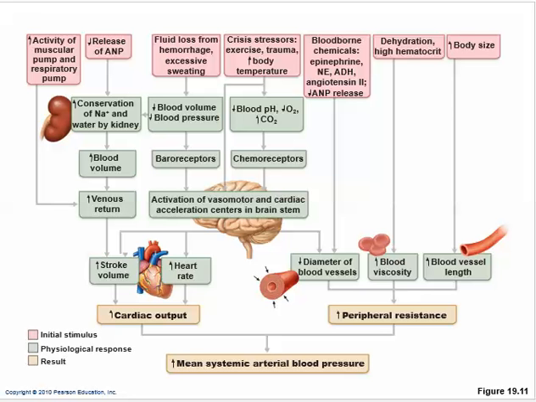If you have the hormones antidiuretic hormone, norepinephrine, angiotensin, it decreases blood vessel diameter, which then increases resistance, which increases blood pressure. If you have dehydration, you have less plasma, which means more viscosity, which means more resistance, which then means more pressure. If you get fat, body size increases, which increases blood vessel length, which increases resistance, which increases pressure.